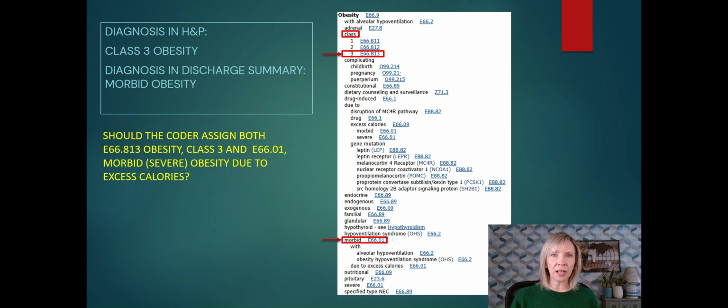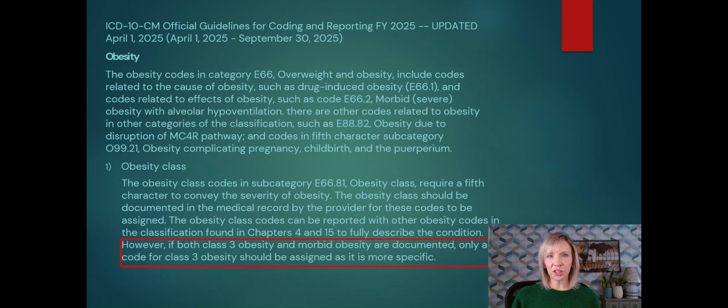For example, if the documentation in the H&P states class 3 obesity and the documentation in the discharge summary states morbid obesity, should the coder assign both codes for the obesity class 3 and morbid obesity due to excess calories? This question has finally been answered with the April 1st ICD-10 updates. A new guideline was added clarifying the use of obesity class codes, and the guideline specifically addresses cases where both class 3 obesity and morbid obesity are documented in the medical record.